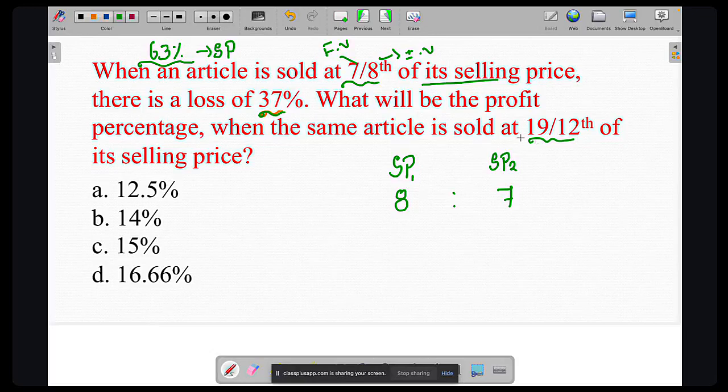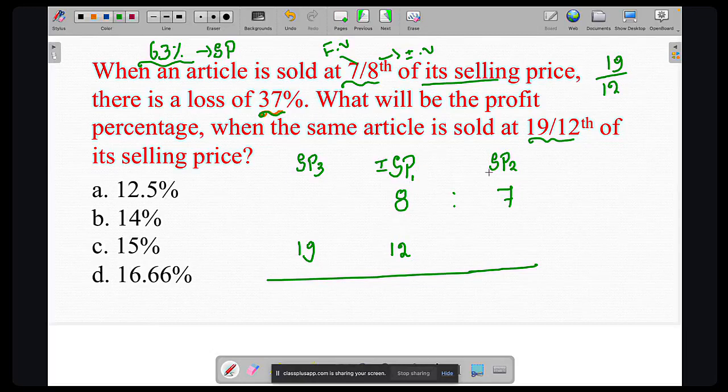Second time, I'm selling that article at 19/12, which means if the first time selling price is 12, instead of 12, now I'm selling that article at 19, which means SP3, the third time. This price should be constant because it is the initial selling price: the initial selling price, second time selling price, third time selling price. I want this number constant, so I will multiply because A is to B, B is to C. I will multiply here with 2. I hope till this everyone is clear. Let me know. It is 38, it is 24, it is 21. Till this, is it clear everyone?